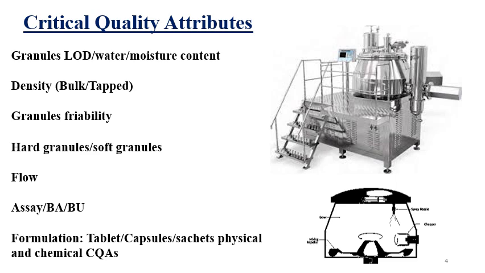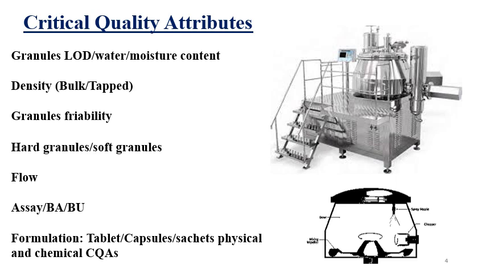Then critical quality attributes. So after granulation, what will be the impact of CMAs and CPPs onto the critical quality attributes of the granules, blend and the finished product, which may be tablet, capsules or granules for sachet filling. Critical quality attributes are LOD of the granules, that is loss on drying, water content, moisture content of the granules, bulk density and tap density of the granules and the lubricated blend, granules friability.